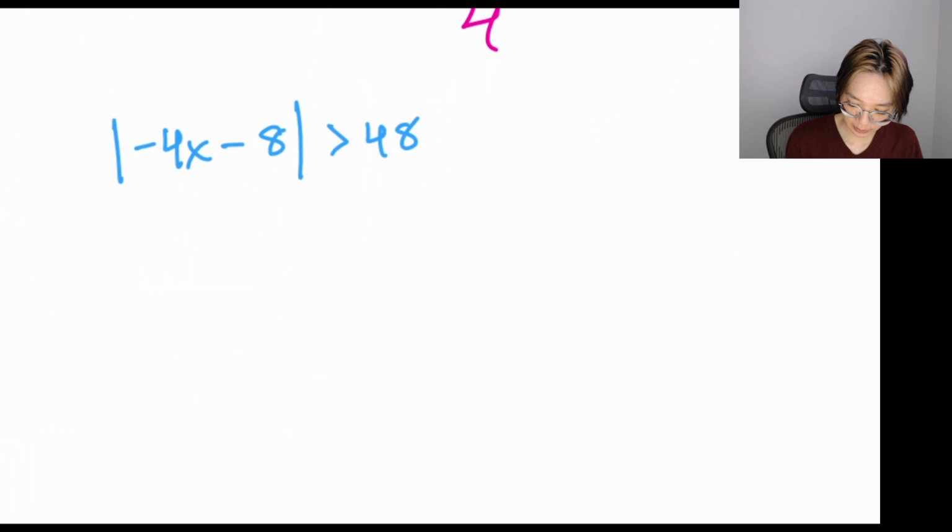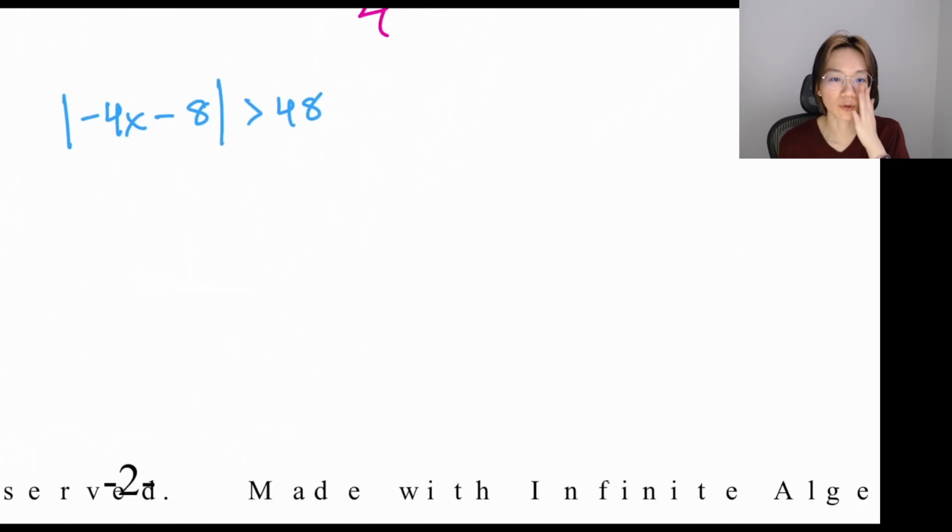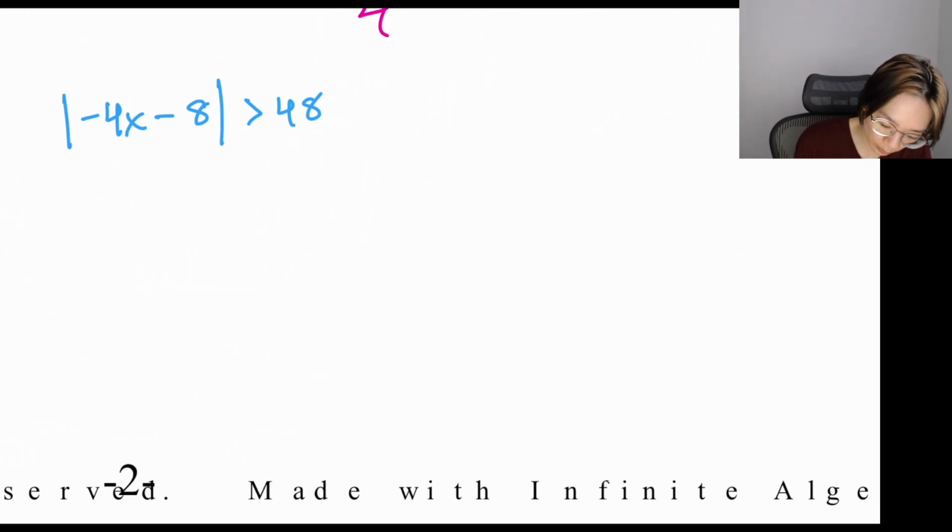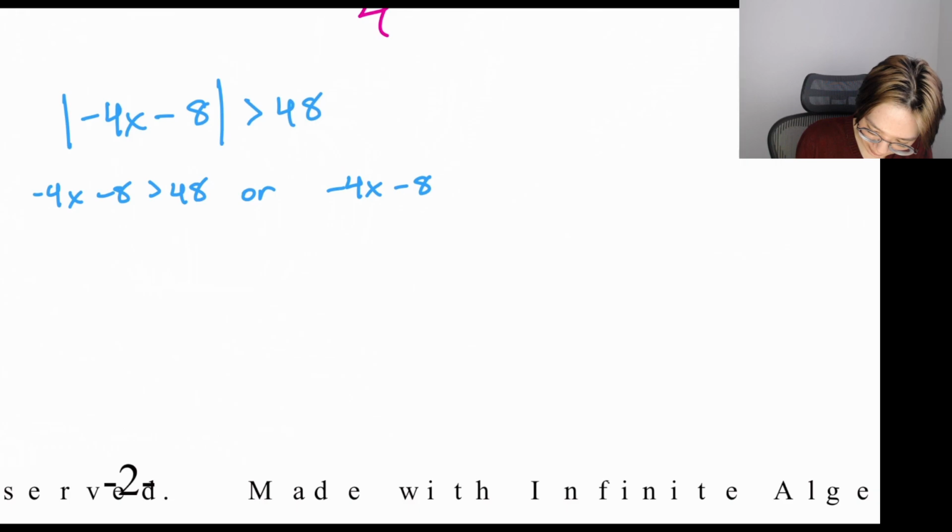So if we solve it this way, the absolute value is alone. There is a solution. It's going to be a positive number. Positive number is greater than 48. And because it's bigger than, it's going to be an or. So I'm just going to write negative 4x minus 8 is greater than 48, or negative 4x minus 8 is less than negative 48. Solve.